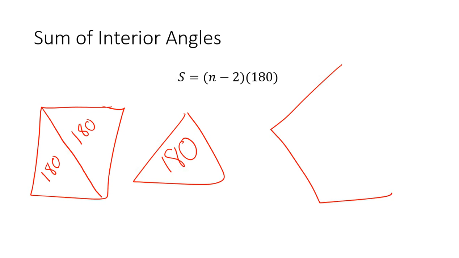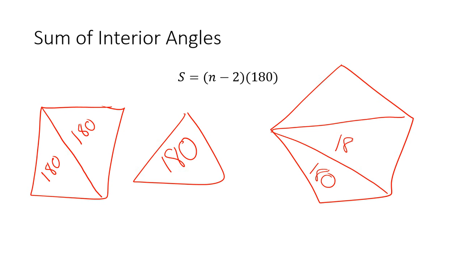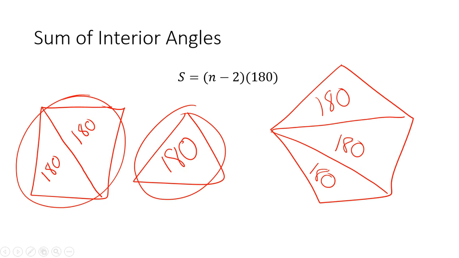If I had some sort of pentagon, how many triangles can be formed? 1, 2, 3. So if each one of these is 180, it would be 180 times 3 for the grand total. To do this, we take the number of sides: in the triangle there's 3, in the quadrilateral there's 4, and in the pentagon there's 5. You subtract 2 and multiply by 180, and that gets you the sum of the interior angles. That's true for all regular polygons.